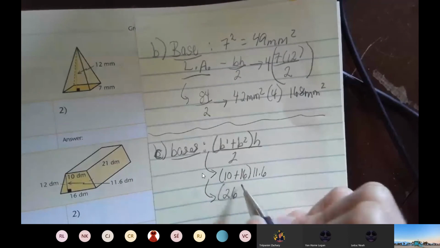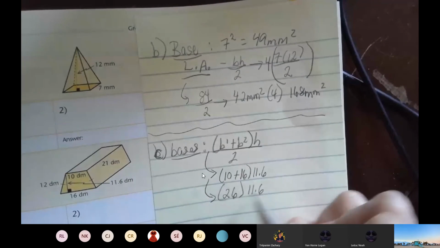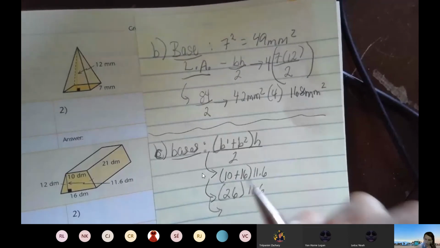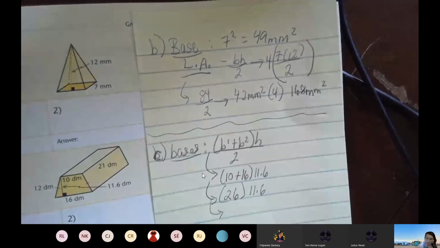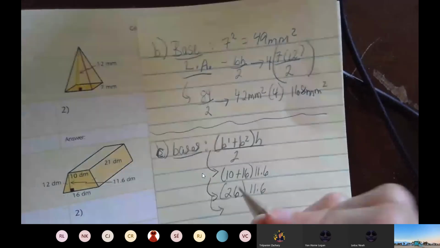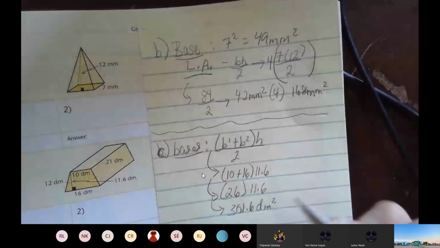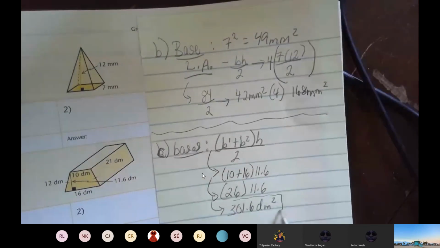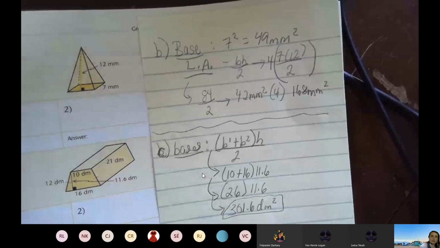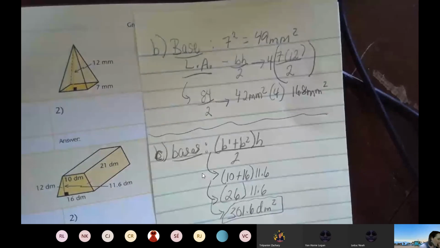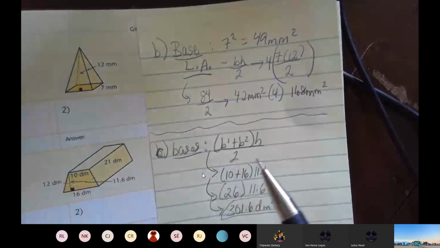So we've got 26 times 11.6. Let's see what we get. I got 301.6. So that's your bases. That's decimeters squared. So I like to keep all these little guys separated like this. There we go. Okay, next I'm going to do the top and bottom, and then I'll do the sides.